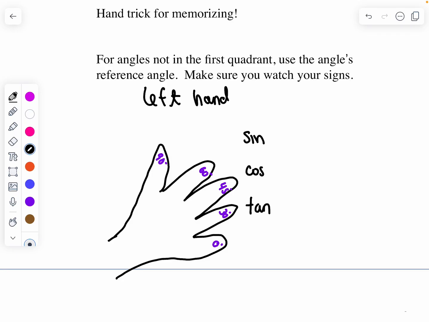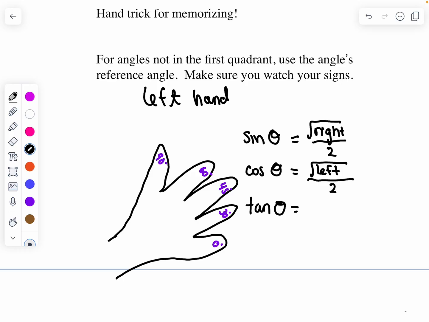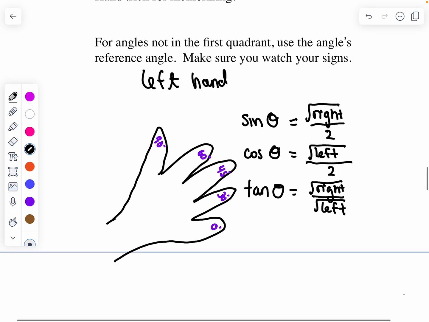And then if we ever wanted any of the reciprocal functions, we would find these and flip them over. So sine is going to be the square root of the right side of your hand divided by 2. Cosine is the square root of the left side of your hand divided by 2. And tangent is the square root of the right side of your hand divided by the square root of the left side of your hand. So you're probably looking at your hand thinking there is no left and right. Again, this is what I'm going to show you on my hand in a second, because I can't show you my hand and the paper.